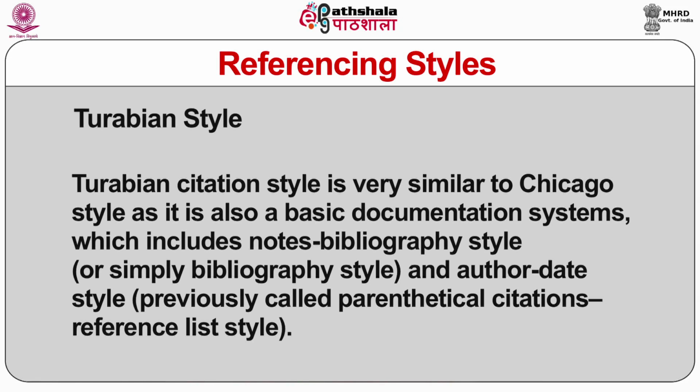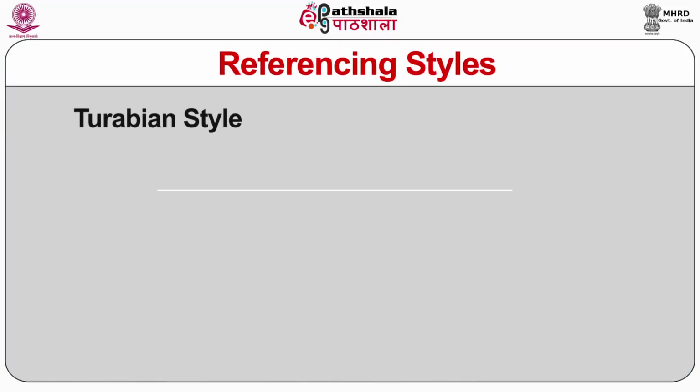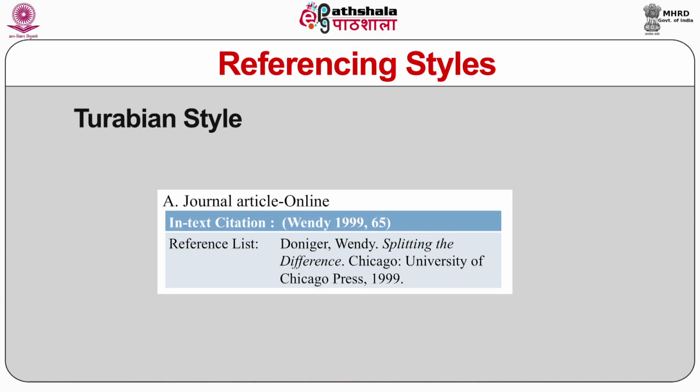Friends, for your more convenient understanding of how the referencing is to be done according to this Turabian style, following are the examples of different types of work that can be cited or referred. In case you are referring to a journal article that is online, the in-text citation will be the last name, Wendy, the year with the page number, and in the reference list the complete name with the title of the article, splitting the difference here, the Chicago University Press in the year 1999.